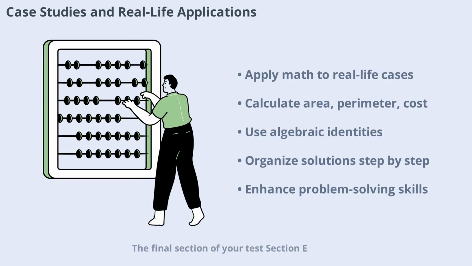The final section of your test, Section E, presents case-based questions that connect mathematical concepts to real-life scenarios. For example, you might be asked to calculate the side of a square card, the length of tape needed for its border, or the cost of making multiple cards, all based on a given area.